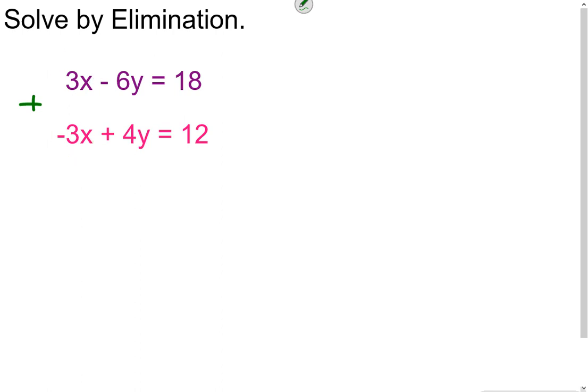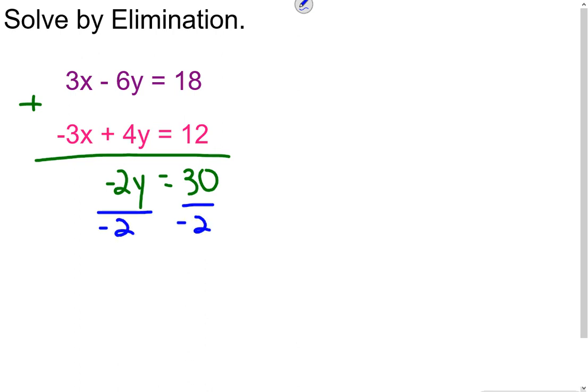So I'm going to add my two equations together, and like we said, the x's turn out to be 0x, and then the y's, I'll have -6y plus 4y, which puts me at -2y, and then 18 plus 12 is 30. So I've taken those two equations, added them together, and now I have one equation that just has one variable in it. If I have an equation with one variable, chances are really good I'll be able to solve that.